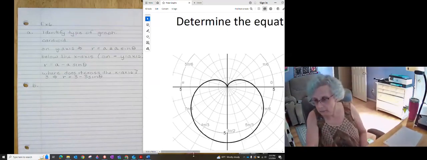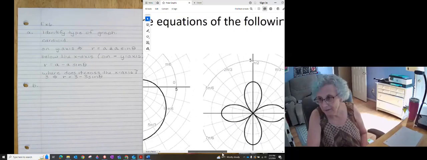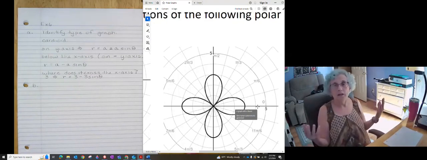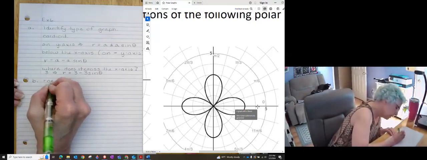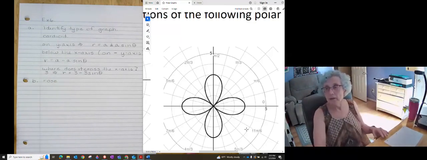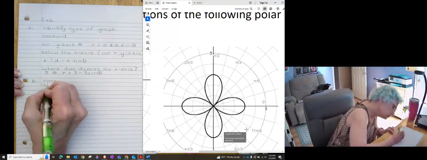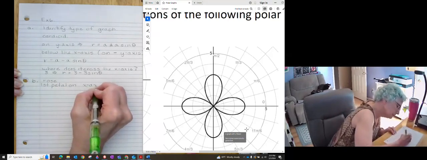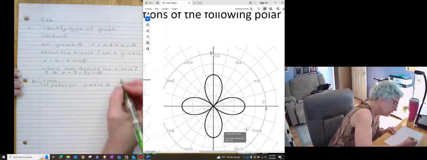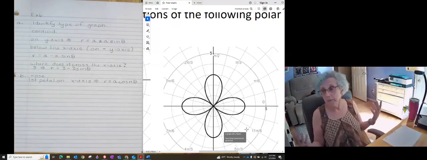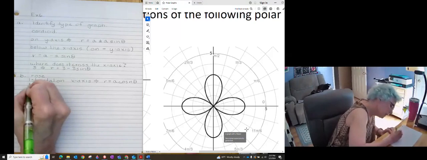Let's look at B now. Let's see if I can get B on the screen. There we go. So, what type of graph do I have? I have a rose. Where's the first petal? The first petal is on the x-axis. That means we have the form r equals a cosine n theta. How many petals do I have? I have 4 petals.